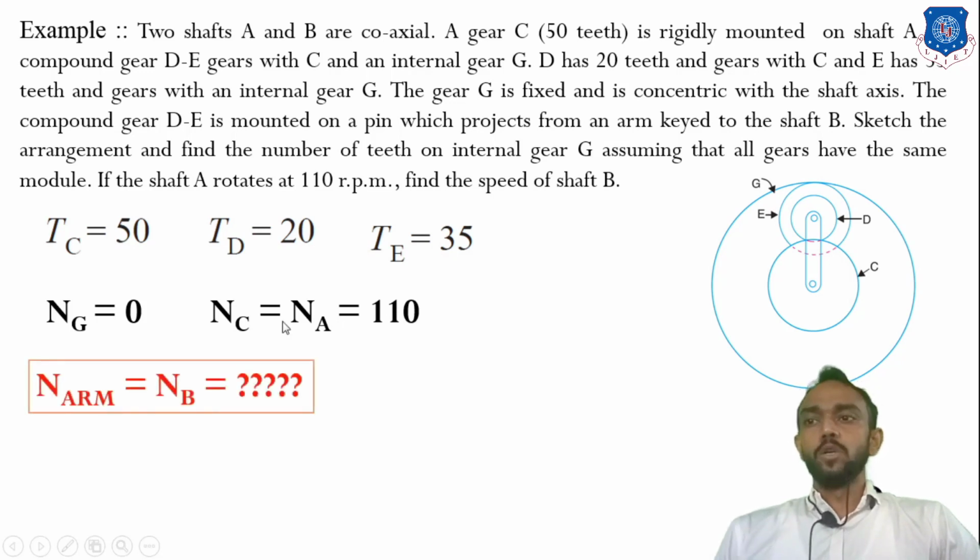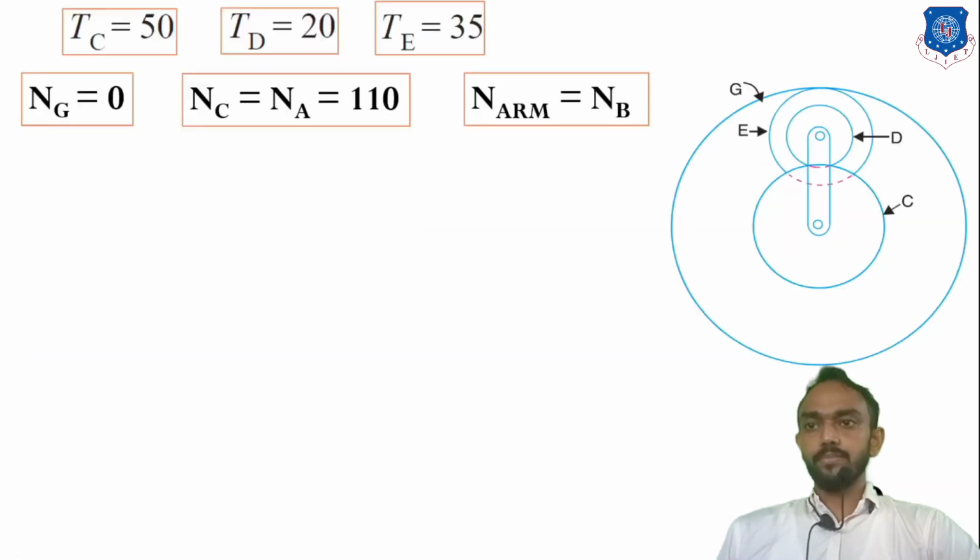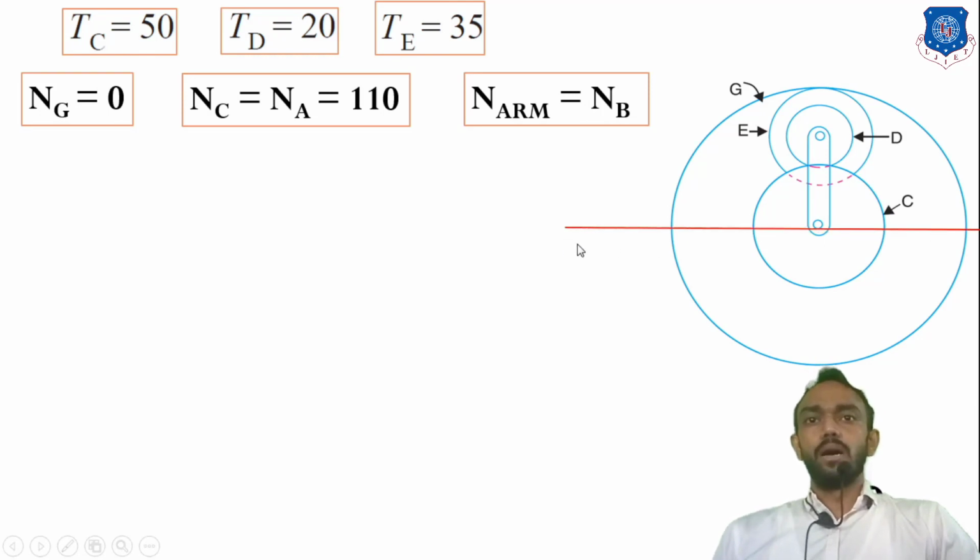Okay, let's start. We need to find the RPM of shaft B, which means the RPM of the arm. So let's check this. First of all, we have to find the teeth of this outer gear G. We divide this gear system in half and find the relation between the radii.